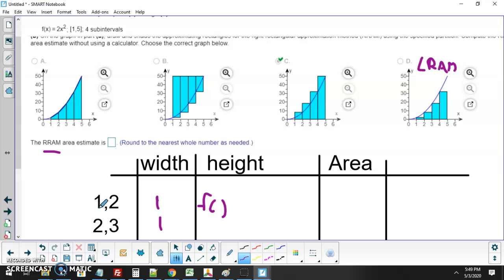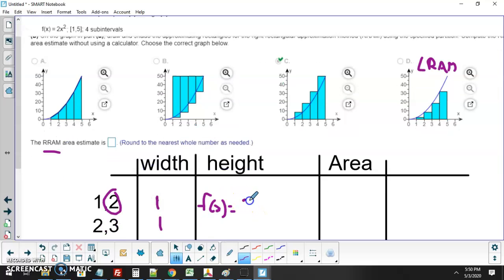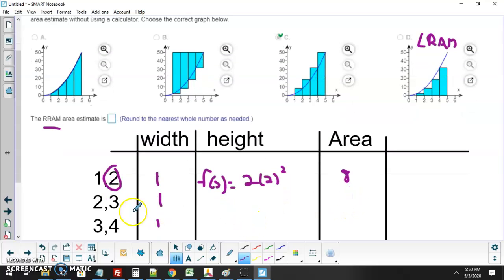It's not 1. Sorry, guys. This is the right rectangle approximation method. So what is actually touching the curve? It is the right point on the interval, the right coordinate of the interval there. So that's 2. So you have to do f of 2 to figure out the height. Then you're going to do 2 times 2 squared. So your area ends up being 8 for the first rectangle.